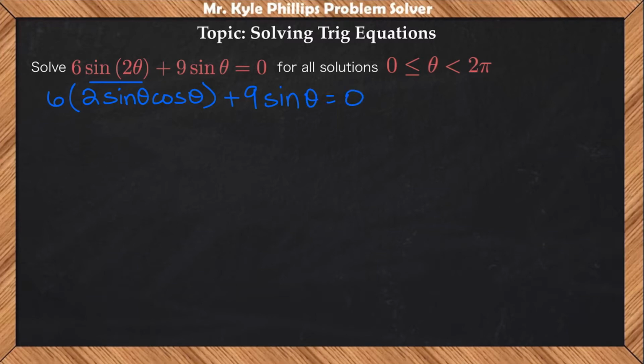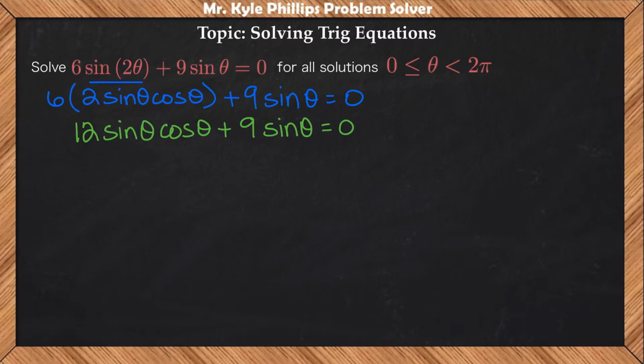Now I'll solve this just like I would any other algebra equation. So I'm going to distribute the 6 here, and that's going to give me 12 sine theta cosine theta plus 9 sine theta, and this equals 0.